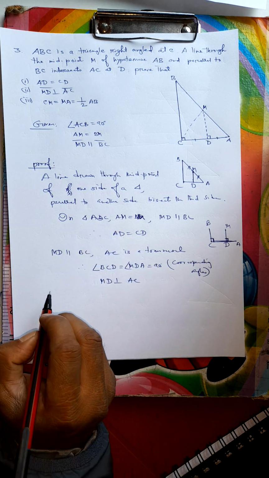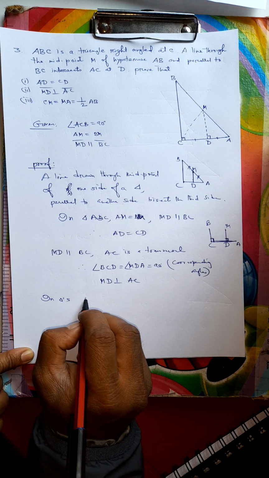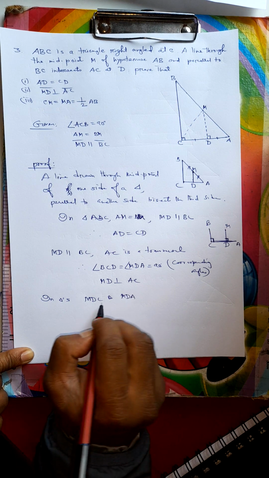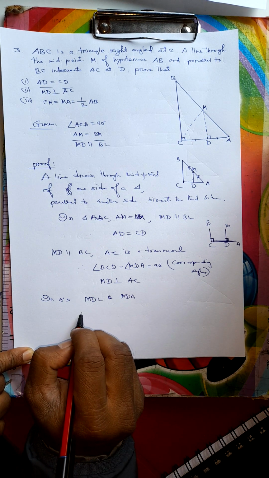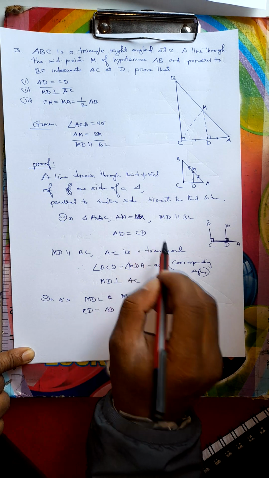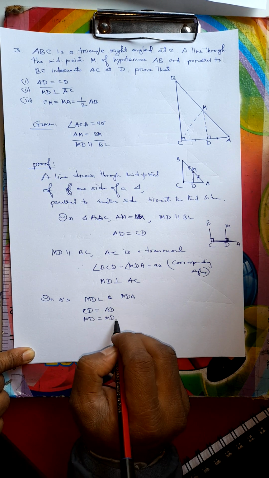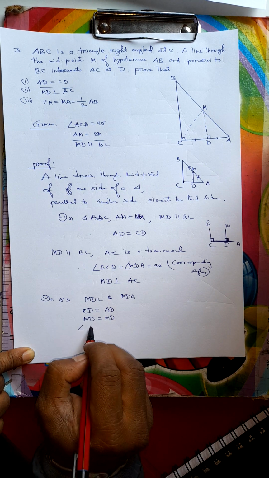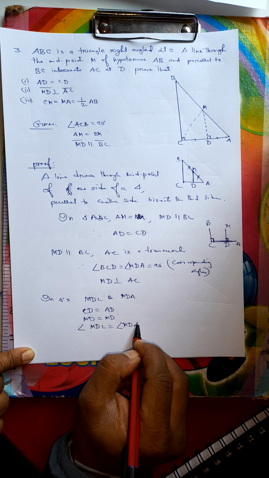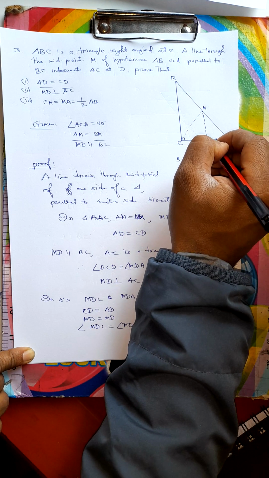Now let us come to the third part. Now you see in triangles MDC and MDA, in these two triangles, see CD equal to AD. This was already proved, right? MD equal to MD. It's a common side, right? Then angle MDC equal to angle MDA. Each angle equal to 90 degrees, right?